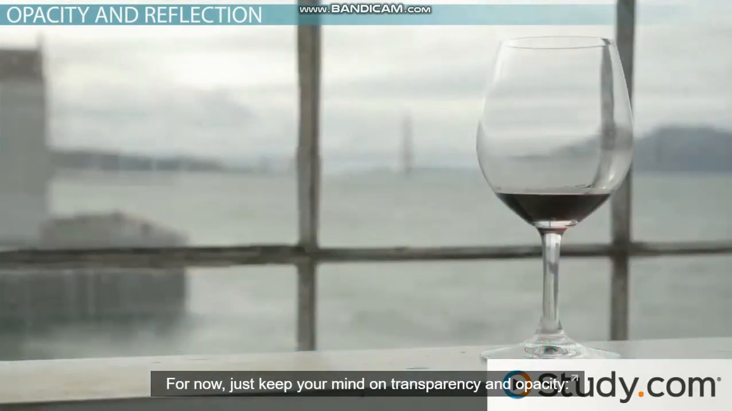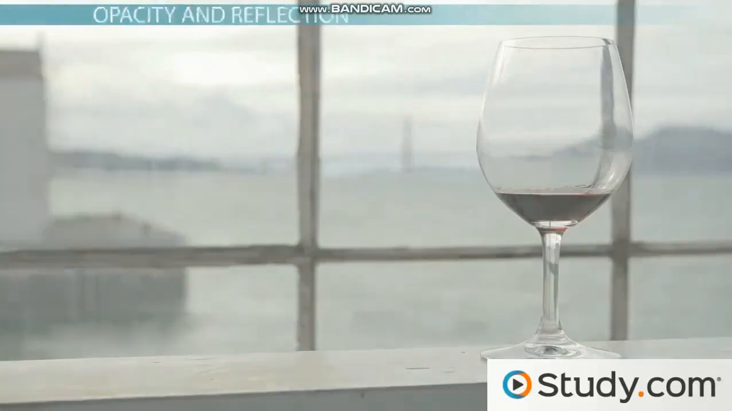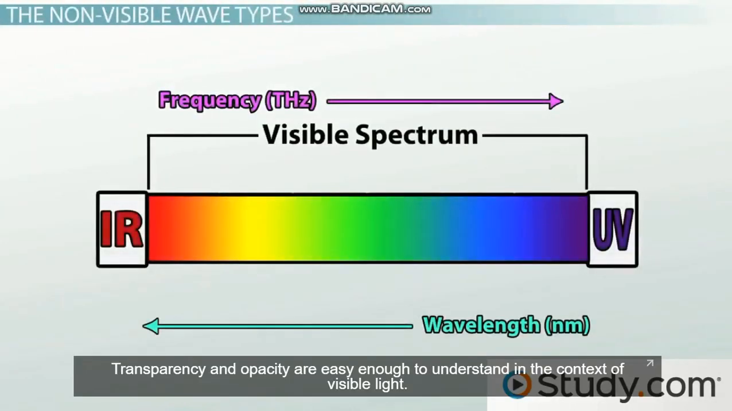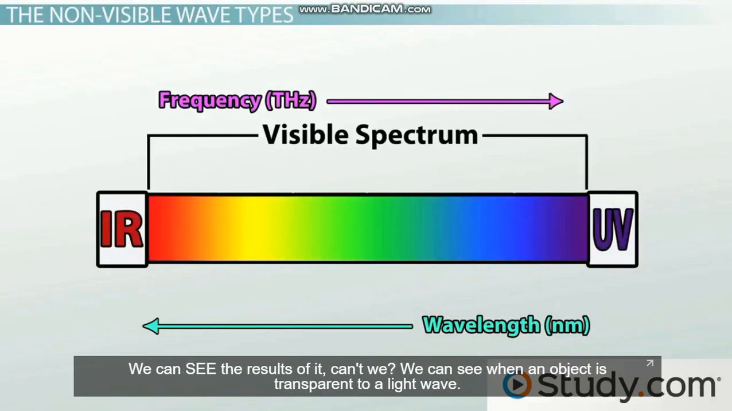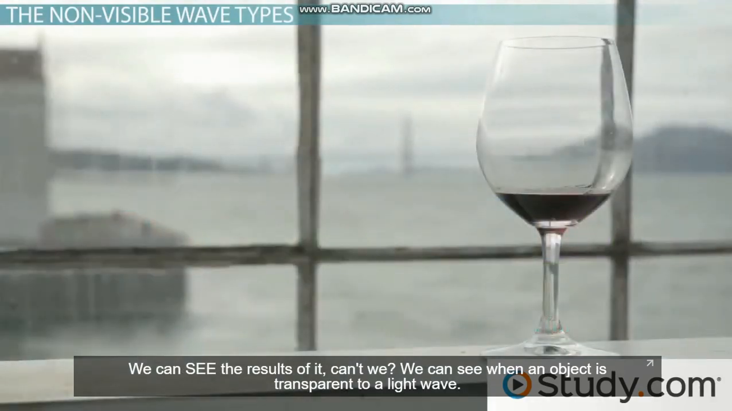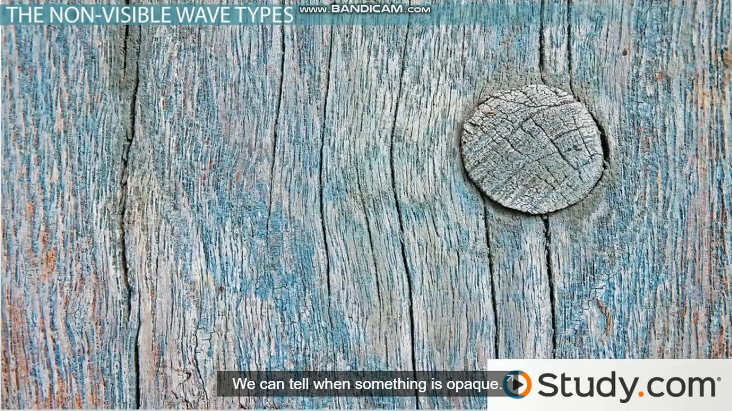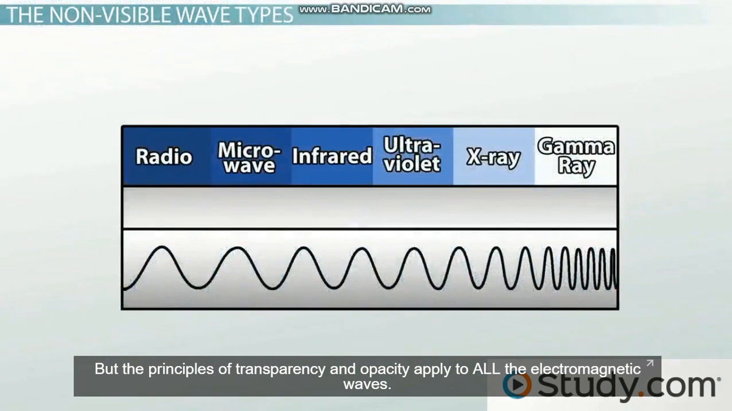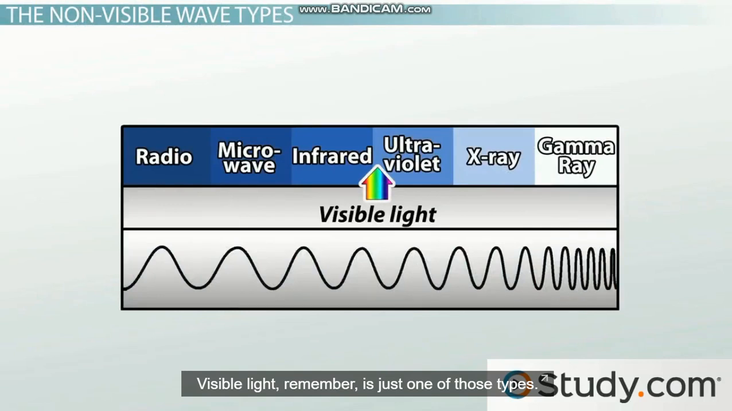For now, just keep your mind on transparency and opacity, whether or not we can see through an object or material. Transparency and opacity are easy enough to understand in the context of visible light. We can see the results of it, can't we? We can see when an object is transparent to a light wave. We can tell when something is opaque. But the principles of transparency and opacity apply to all the electromagnetic waves. Visible light, remember, is just one of those types.